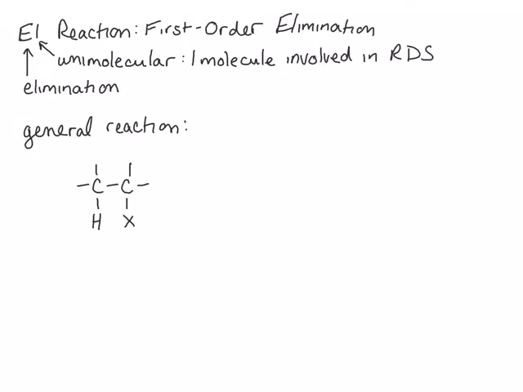Instead of a nucleophile, we'll use a base, because this is a deprotonation reaction. This is a Bronsted-Lowry base. The product will be an alkene plus the conjugate acid of the base plus the leaving group.